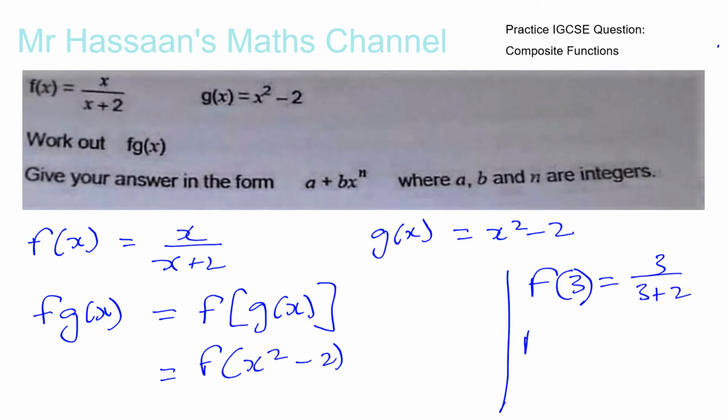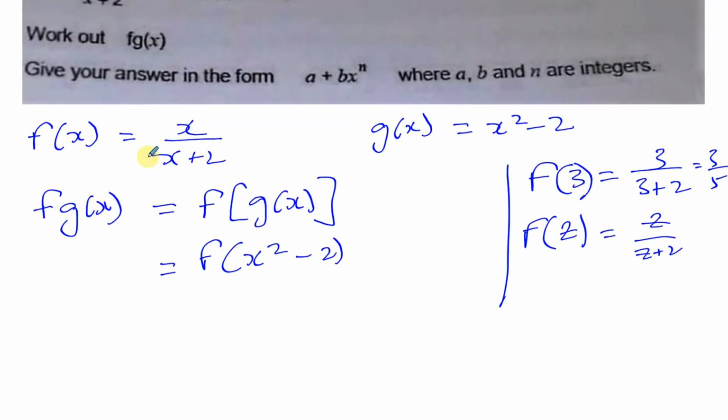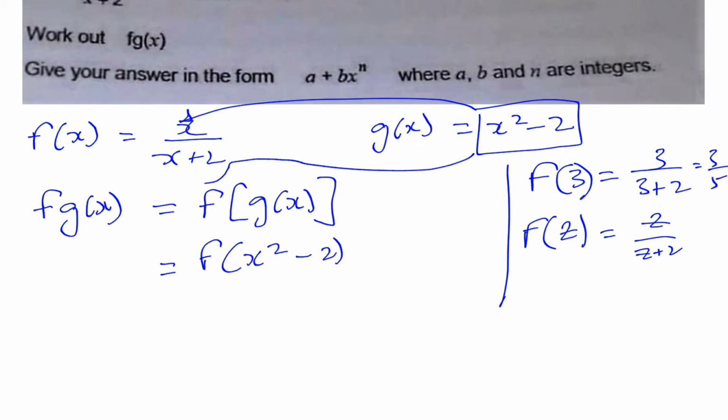If I said f of z, inside the function, instead of x, I'd put z over z plus 2. So basically, whatever's inside that bracket must replace the x inside the function. So it's always what's written second that goes into what's first. So this x squared minus 2 must take the place of the x in this function wherever the x may be. Here there are two places where the x is.